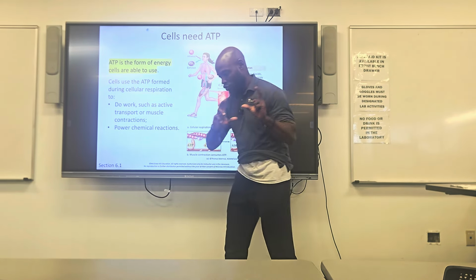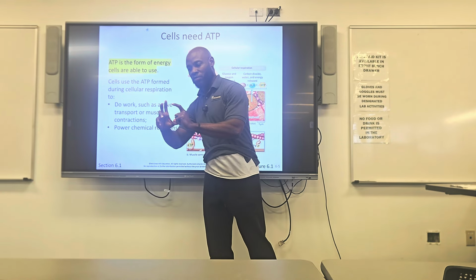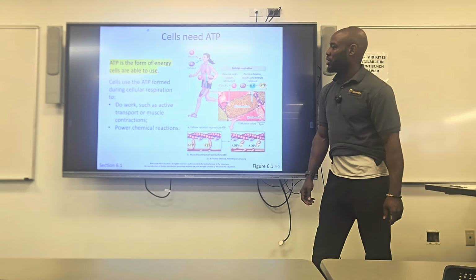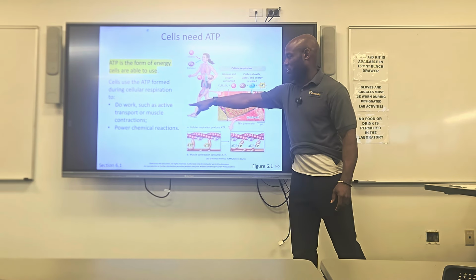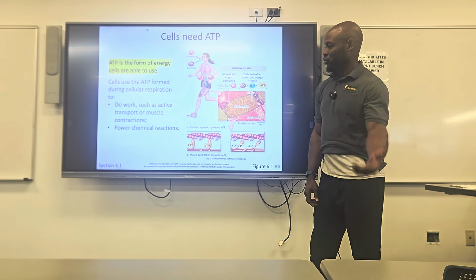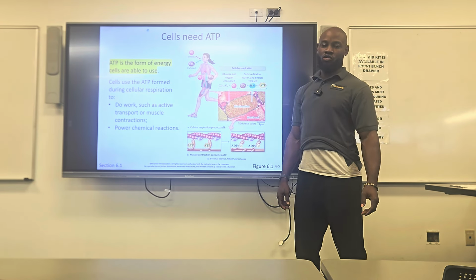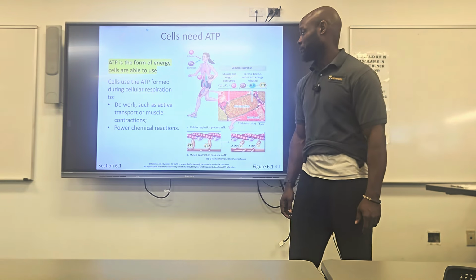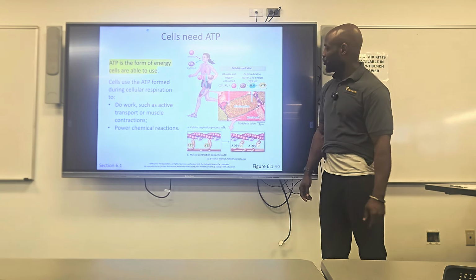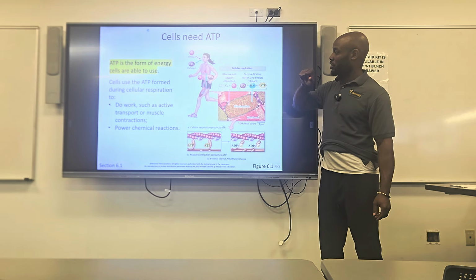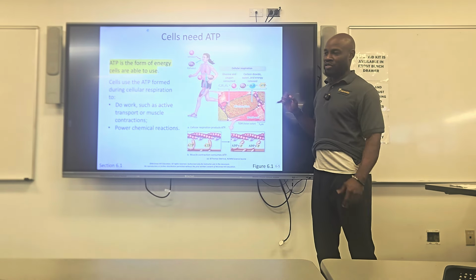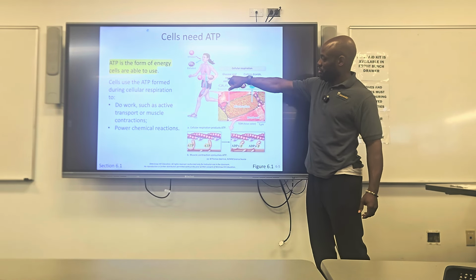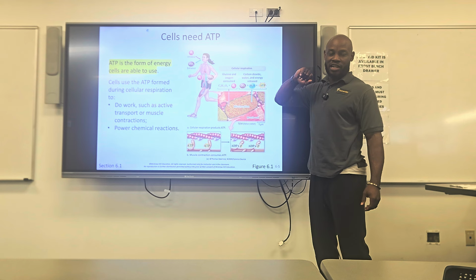Cells use ATP formed during cellular respiration. Glucose used, you take that through the process of cellular respiration, you can make 36 ATP, and it can do work such as active transport, muscle contractions, power different chemical reactions, right? Those are things that the cell needs to do to be able to stay alive, right? So cellular respiration may sound like a big word, but it's not really super complex. Glucose, what kind of organic compound is glucose?